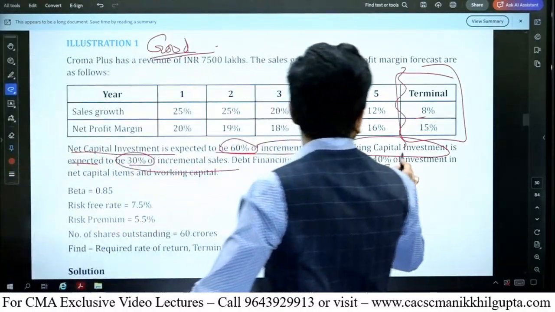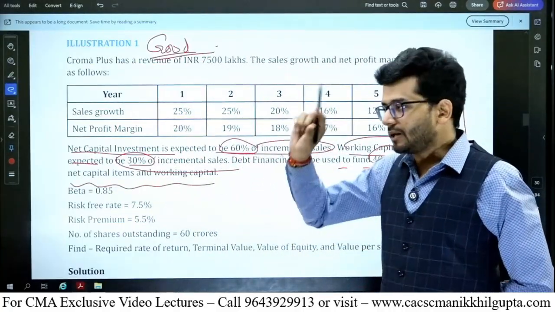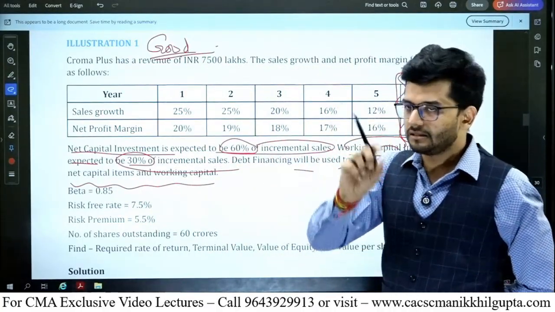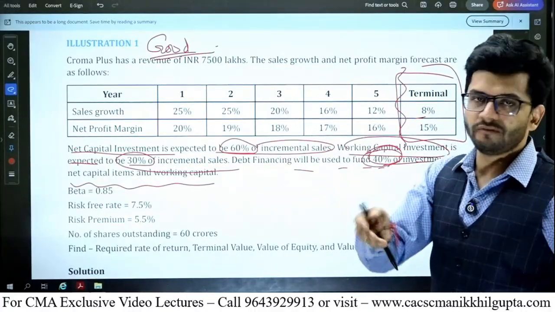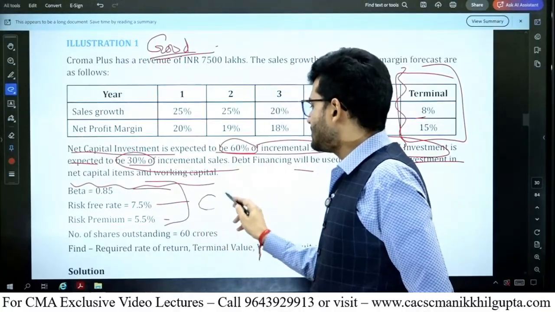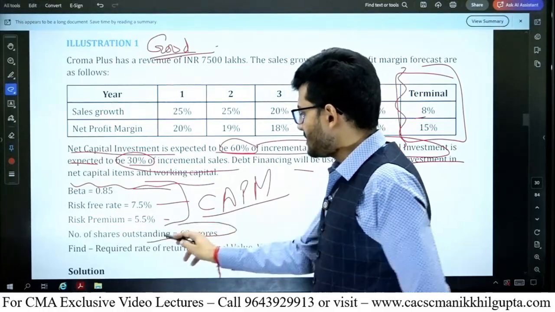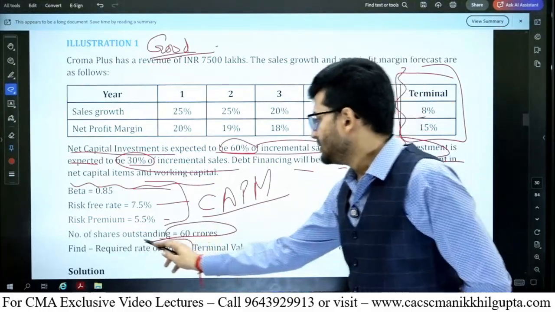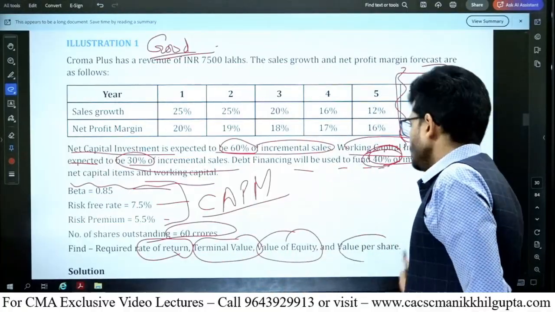Debt financing will be used to fund 40% of the investment in net capital items and working capital. So whatever is the capital investment and whatever is the working capital, 40% of the amount will be funded through debt, which means loan will be taken. Beta is given to you, risk-free rate of return, risk premium is given to you. Obviously this will help you in calculating the cost of equity using the CAPM model. Number of shares outstanding is 60 crores, required to find out the rate of return, terminal value, value of equity and value per share.